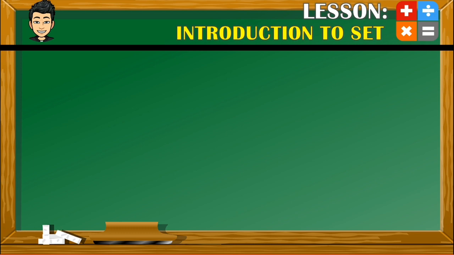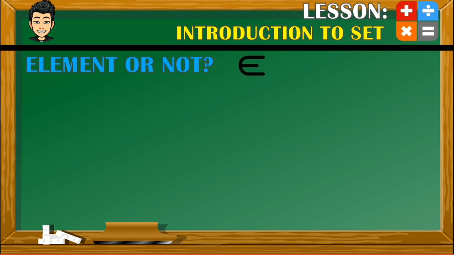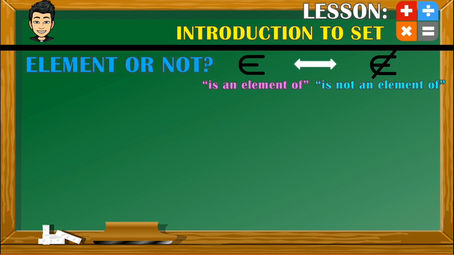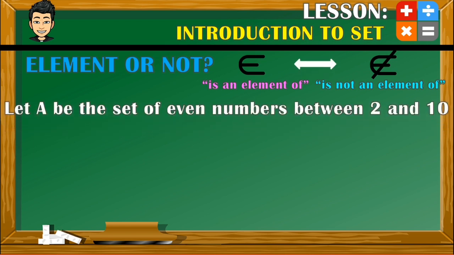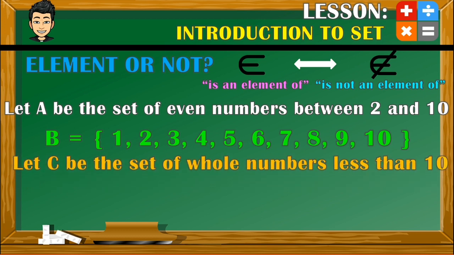Now let us identify if the following are elements of a given set or not. By the way, this is the symbol for the phrase is an element of, and this is the symbol for the phrase is not an element of. These are our given sets. Let A be the set of even numbers between 2 and 10. Set B will have the following elements. And let C be the set of whole numbers less than 10.